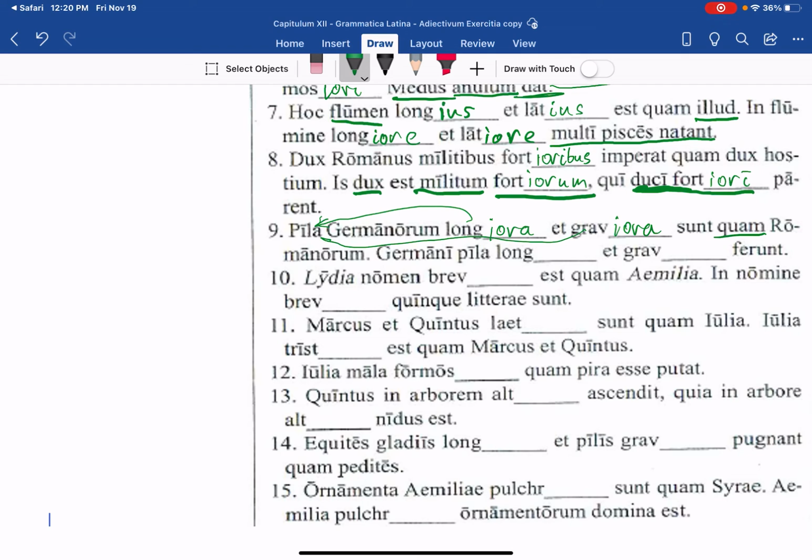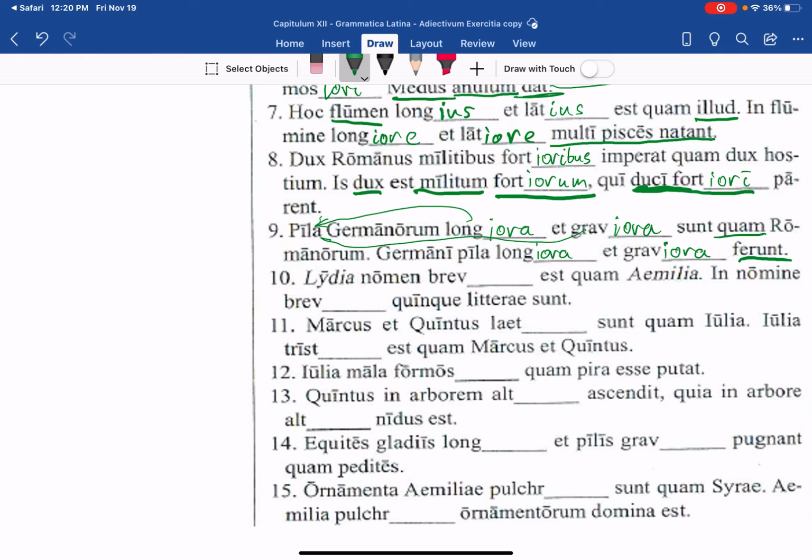Germani blank et blank ferunt. So ferunt, pila. The Germans carry spears. What kind of spears? Longiora et graviora. So here, it's the same ending, but they're accusative because they're the direct object of ferunt. Remember that the neuter is always the same in the accusative and the nominative.